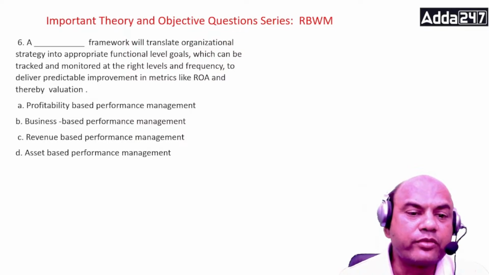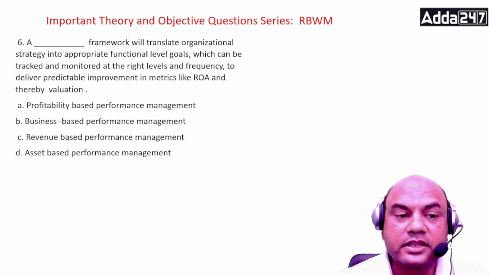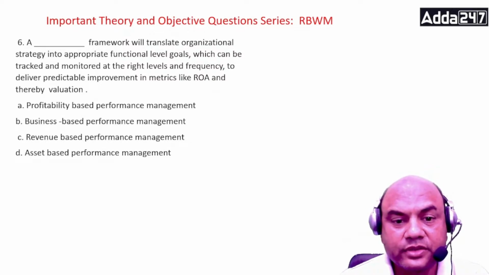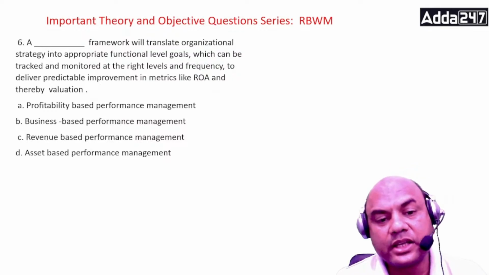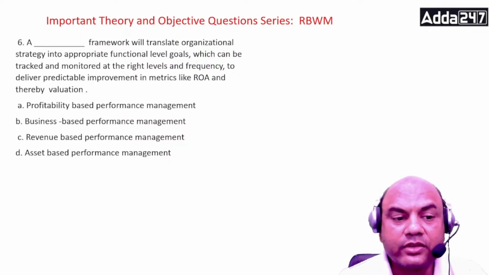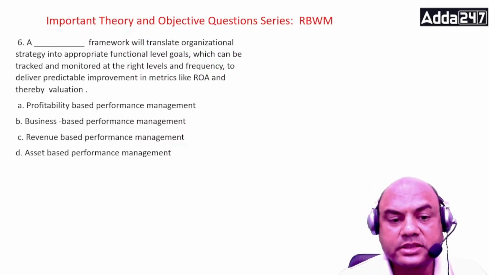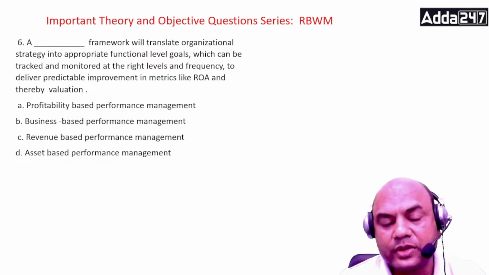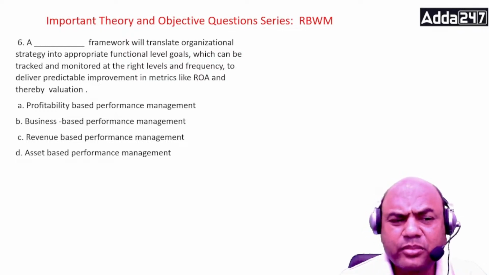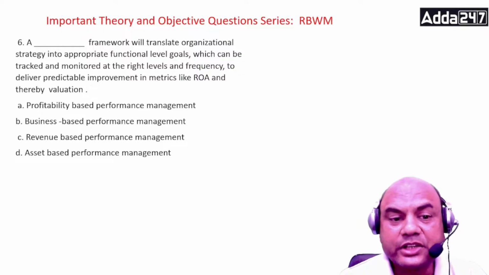A DASH framework will translate organizational strategy into appropriate functional level goals, which can be tracked and monitored at the right levels and at a frequency to deliver predictable improvement in metrics like ROA and thereby the valuations. What do you mean by this? The DASH framework will translate organizational strategy into appropriate functional level goals. Functional level goals means what?